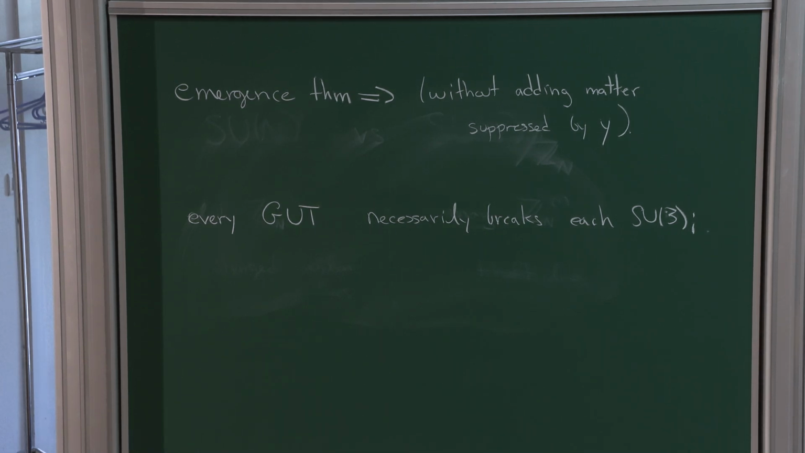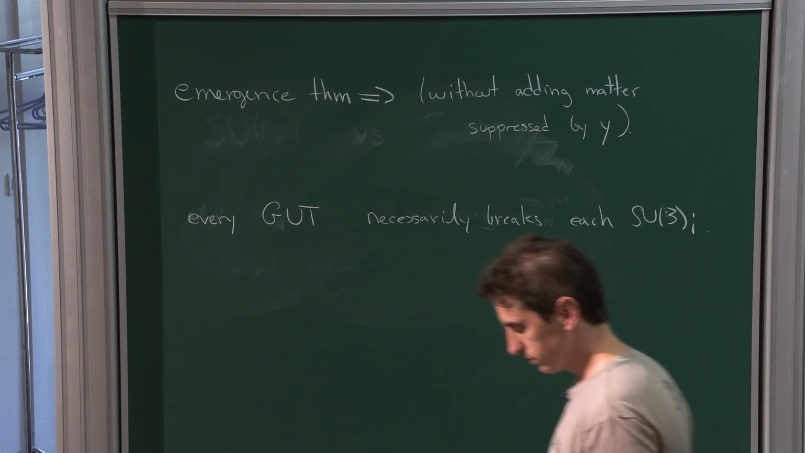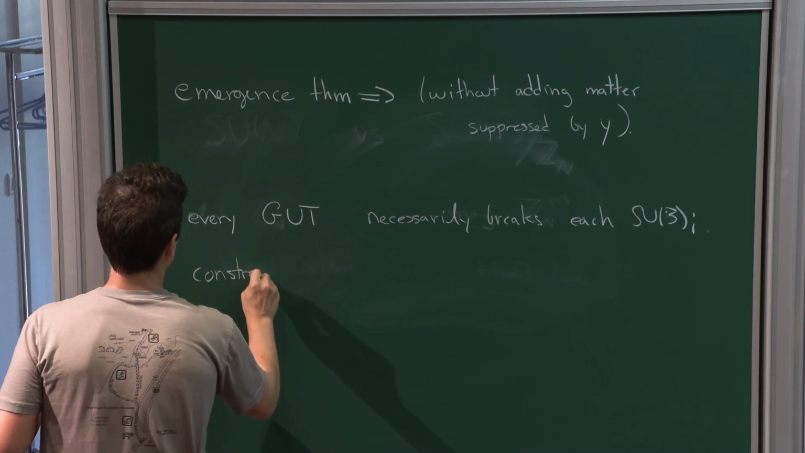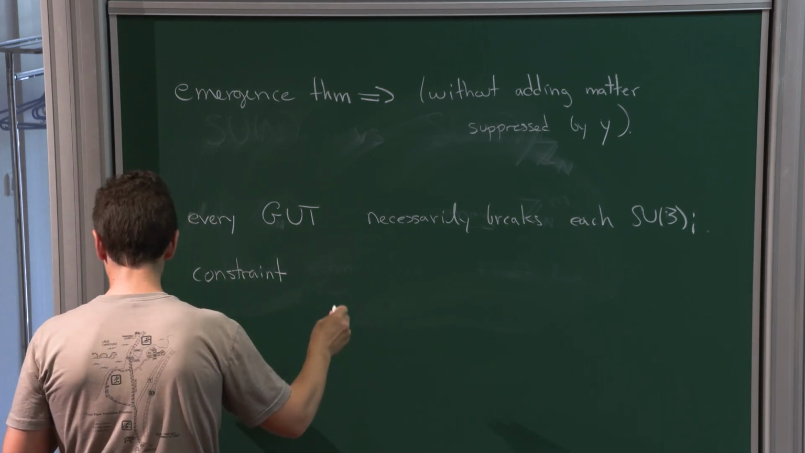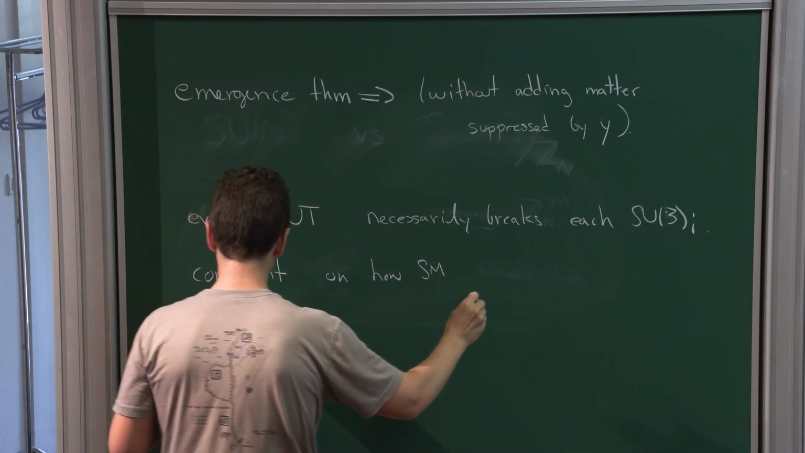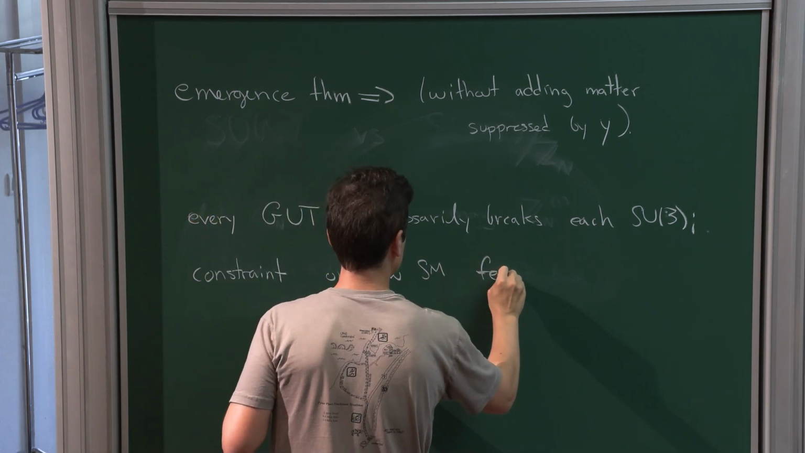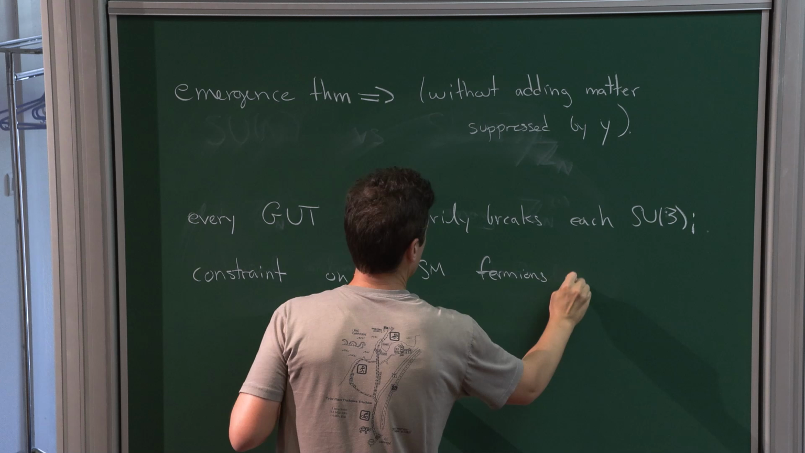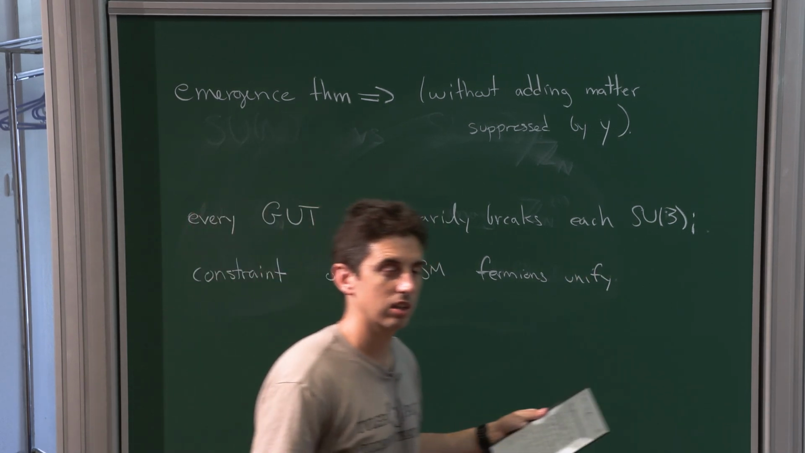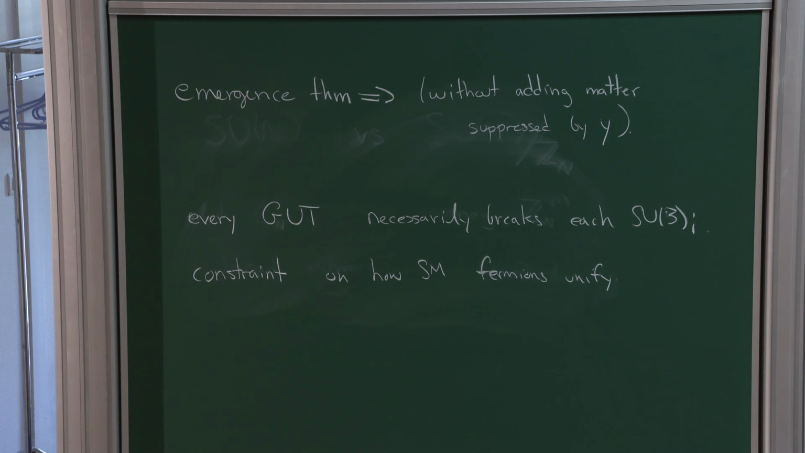And that is rather surprising. We didn't put much in, but we got this fact out. It's a constraint on how standard model fermions unify into multiplets. That's what it was in our toy model: a constraint on what patterns of multiplets are possible in the UV.